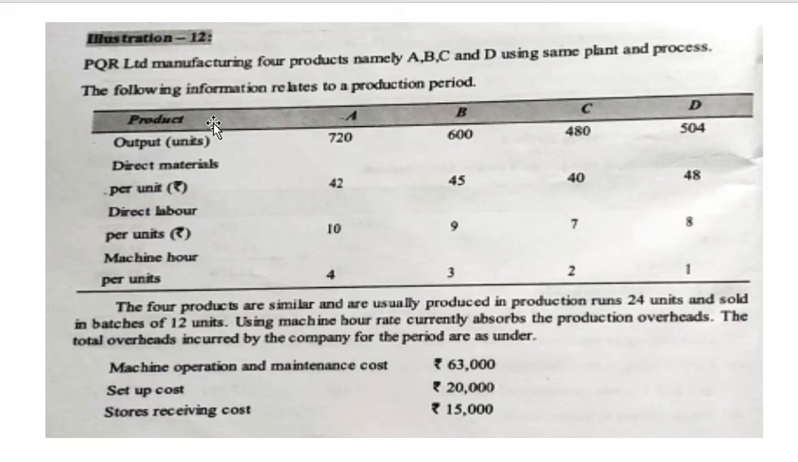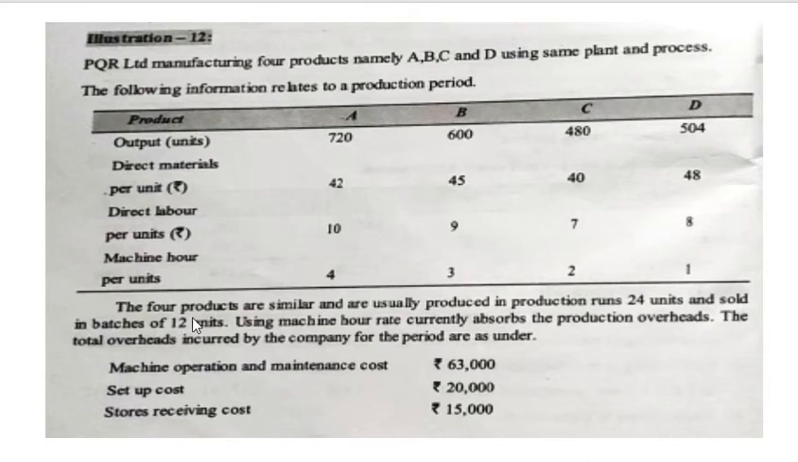In this video, we will be discussing illustration 12 from activity-based costing. The question: PQR Limited manufactures four products, namely A, B, C and D, using the same plant and process. The following information relates to a production period. Product A, B, C, D, output units, direct material per unit, direct labor per unit, and machine hours per unit are given for all four products.